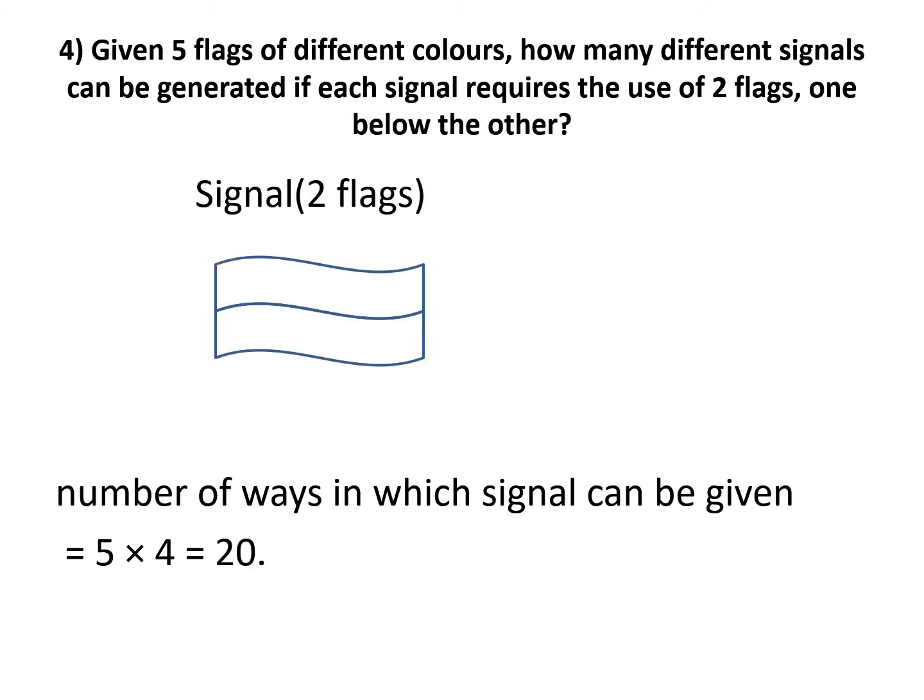Next is, given 5 flags of different colors, how many different signals can be generated if each signal requires the use of 2 flags, one below the other. So here we can observe we have to fill 2 positions for making up the signal. For the first position we can have 5 different ways, but they are saying that you have to use different colors. So in order to fill the second position you will be left with only 4 different ways. So in total 5 into 4, which is equal to 20 ways for creating the signal.